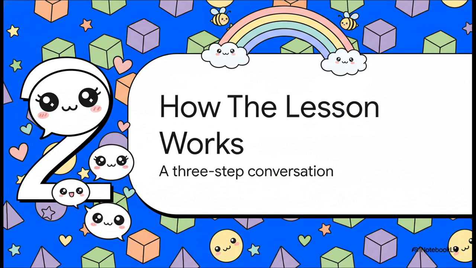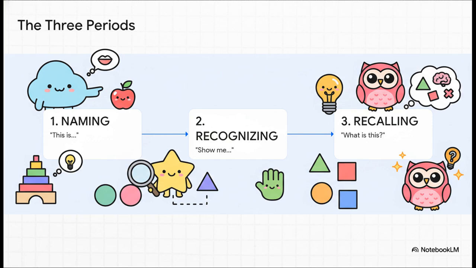Let's get practical. When you strip it all down, it's really just a simple three-step conversation. The three periods are naming, recognizing, and recalling. Each one builds on the last, and each one has its own super simple prompt. Let's look at each one.